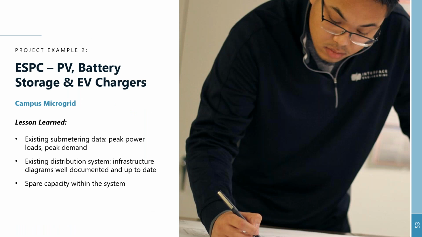The lesson learned. What we learned here is that being a campus and having so many buildings, we tried to understand the maximum demand of each building because they had only one single meter. So it was quite difficult because they have existing submetering data, but unfortunately it doesn't work. So we had to do a lot of study, a lot of calculations to come up with a reasonable peak power load demand that can be used in determining the size of the PV battery, and make the microgrid design cost effective.